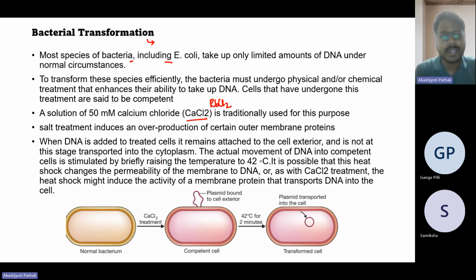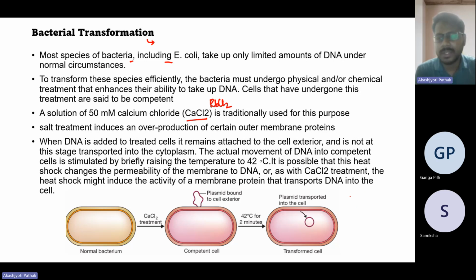It remains attached to the cell exterior and is not, at this stage, transported into the cytoplasm. So once you treat the bacteria with calcium chloride, then what happens? It might happen that there is some expression of outer membrane proteins, and also after this treatment, the DNA which is present in the environment gets attached to the outer wall of the bacteria, but it is not taken up by the bacteria. So for uptaking the plasmid inside the cell, what is done?